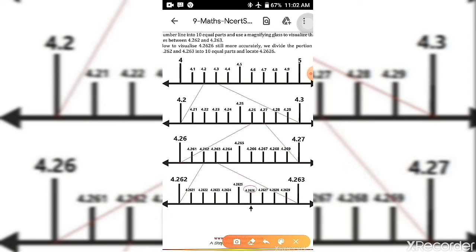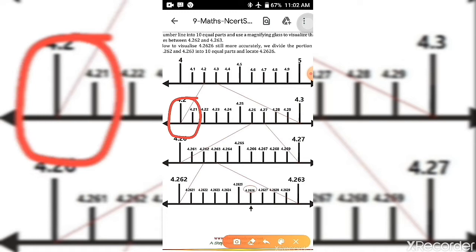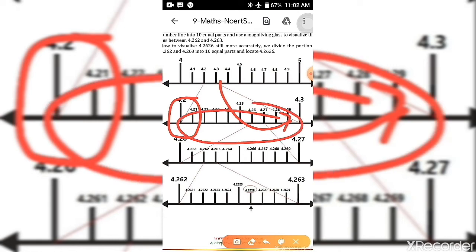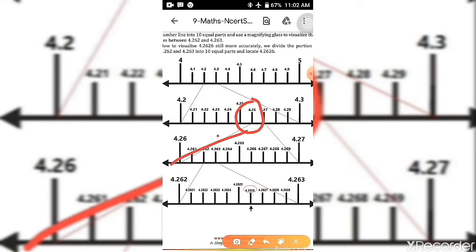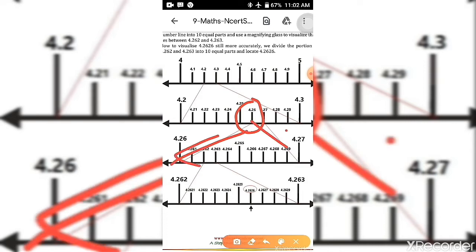But we required 4.26, so we will take 4.2 and 4.3, and again we will split it into 10 parts, like 4.21, 4.22, 4.23 and so on. Similarly, now we require 4.26, so I require 4.262. Again we need 4.262, so we will write 4.2, 4.26 and 4.27.